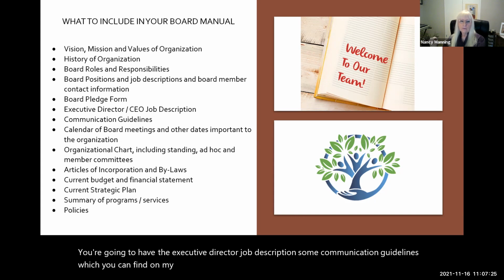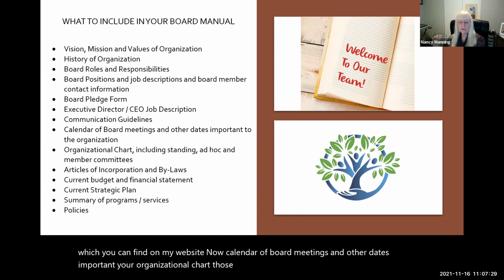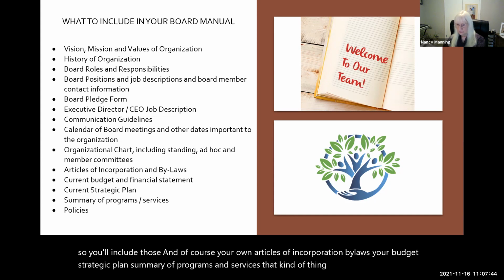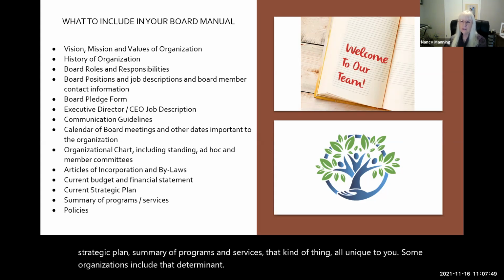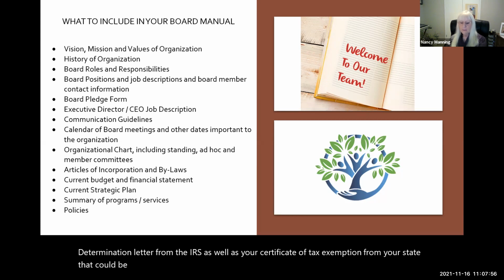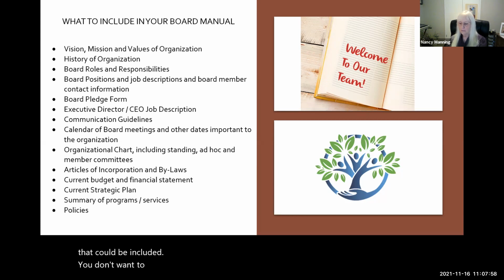Now, calendar of board meetings and other dates, important, your organizational chart, those kinds of things will be unique to your organization. So you'll include those. And of course, your own articles of incorporation, bylaws, your budget, strategic plan, summary of programs and services, that kind of thing, all unique to you. Some organizations include the determination letter from the IRS, as well as your certificate of tax exemption from your state. That could be included.